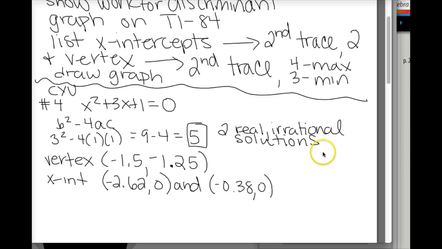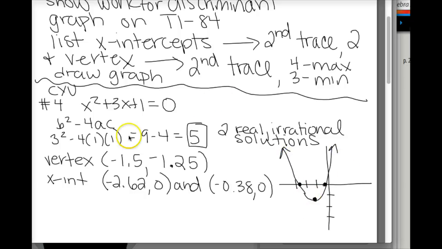So now I just need to actually put it on my graph. So, vertex, negative 1.5, negative 1.25. So here's my vertex. Again, this is not a sketch. You're actually plotting the points. Then negative 2.62. So right here, negative 0.38. Be about right here. And it opens up. Start at the bottom to make sure it's rounded and not pointy.